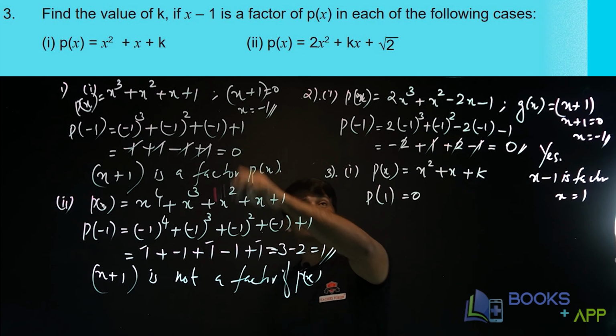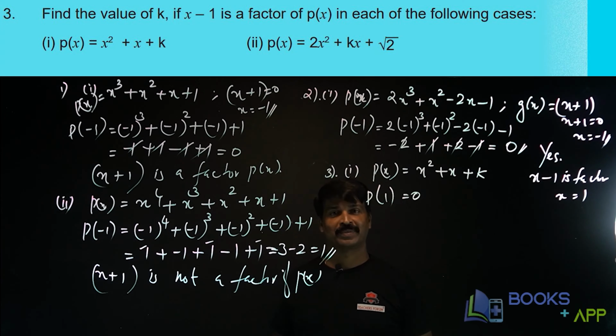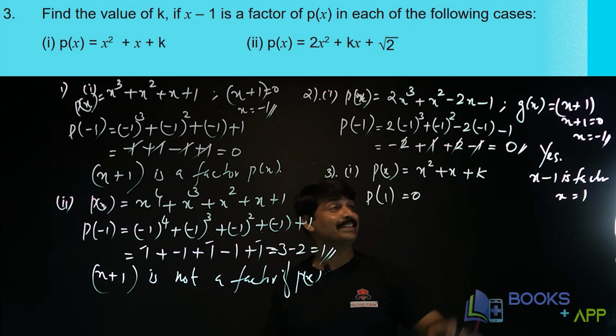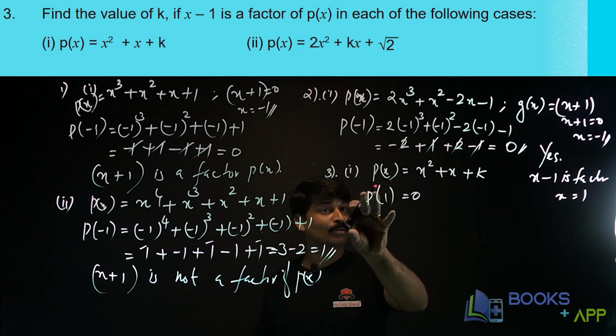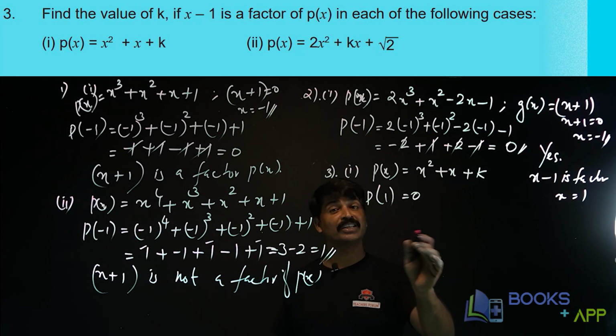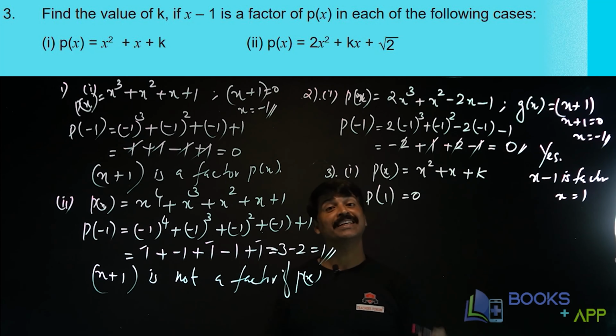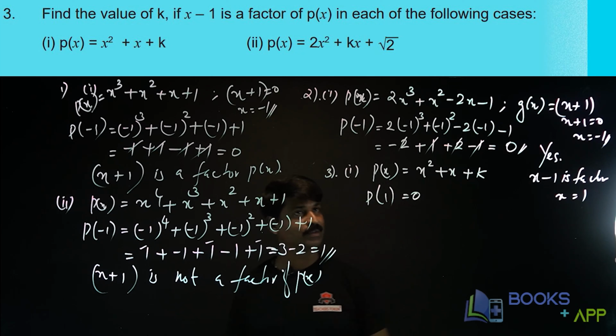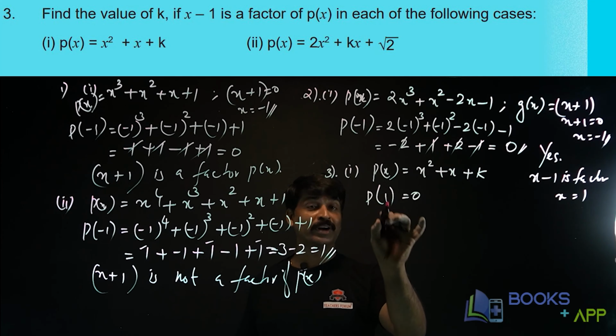In the earlier cases, we found what is the remainder. But here, what we are doing? Yes, it is given that it is a factor. So, it is given that the remainder is 0. Now, you have to find out what is k. So, it is given that p of 1 is equal to 0, because x minus 1 is a factor, so the remainder will be 0. So, you have to put p of 1 is equal to 0.